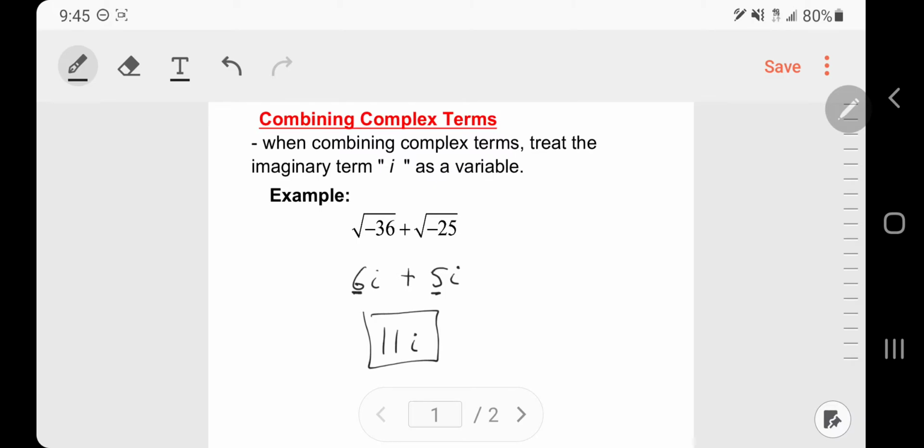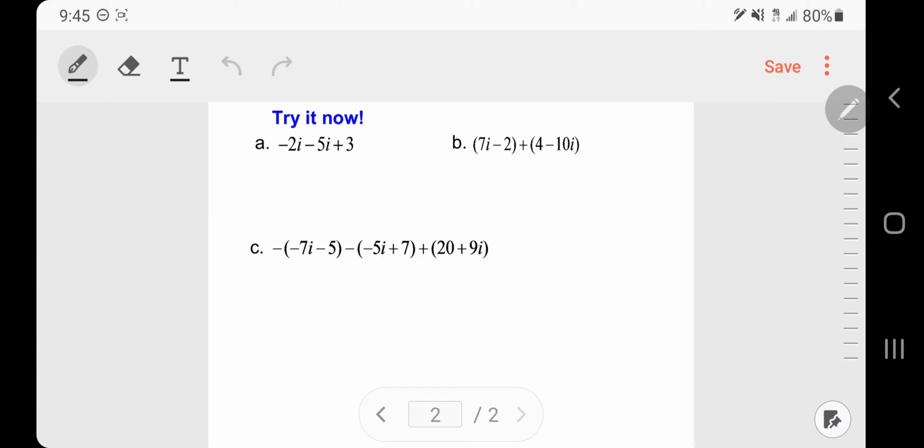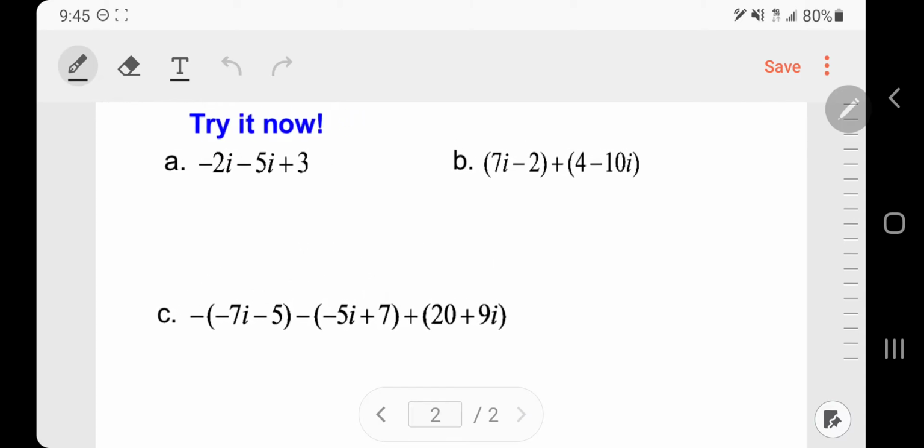All right, let's take a look at a couple more examples. Okay, so in this set, I already simplified them for you. So we just have our expressions already in terms of i. Okay, so in the first one, we have pretty much our like terms, our imaginary pieces, negative 2i minus 5i, and we have a positive 3. So negative 2 minus 5, that's going to give me a negative 7i. So my final answer here would be 3 minus 7i.